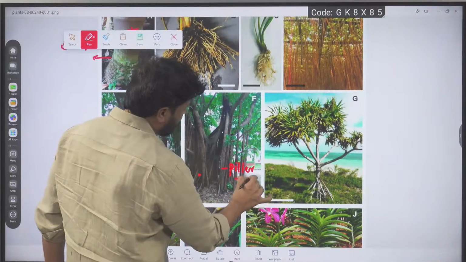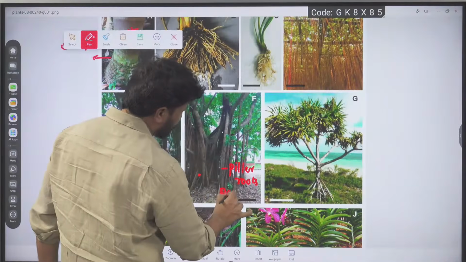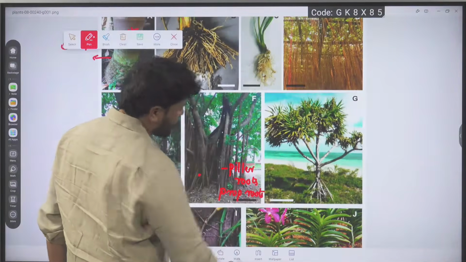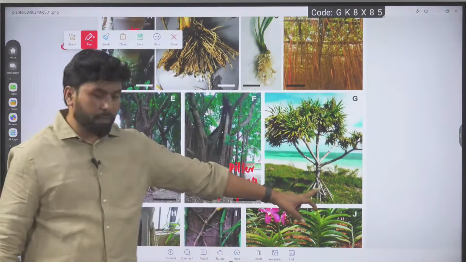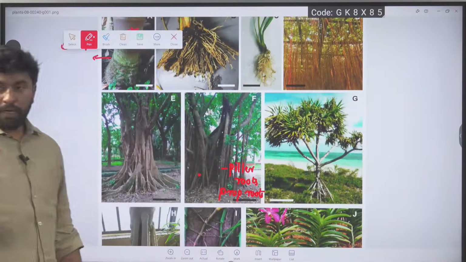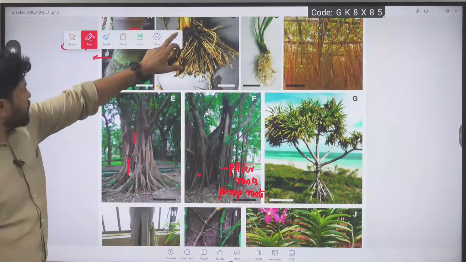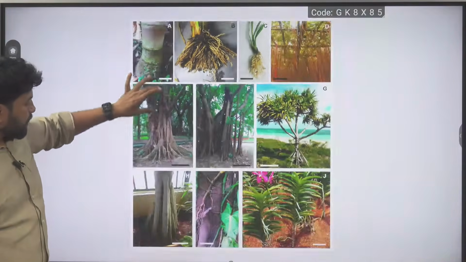Pillar roots. Sometimes they are also called prop roots. Next one, they are also prop roots. They are helping for the mechanical support. There are some variety of roots which are called as buttress roots.